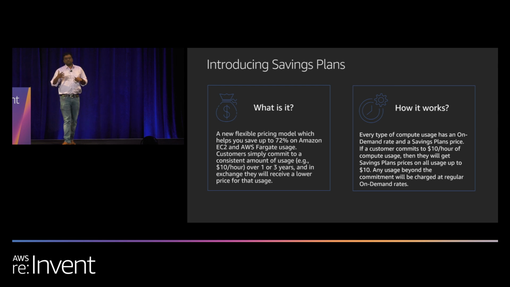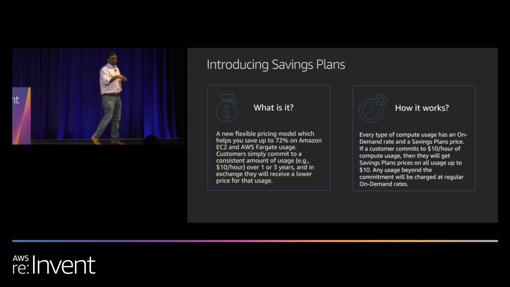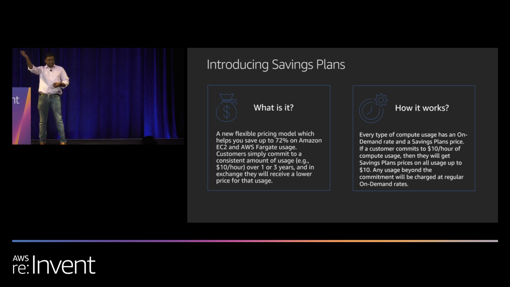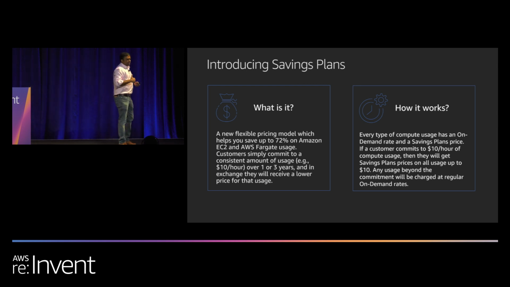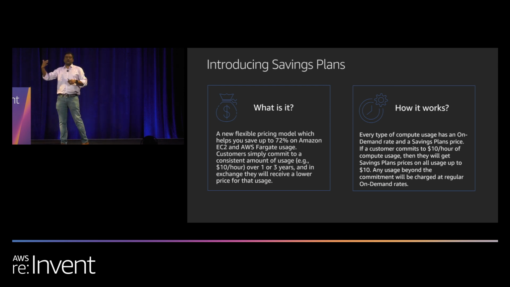Every type of compute usage, let's say an M5 extra large running Linux in US East 1 on default tenancy, that's a compute usage. Every type of compute usage has an on-demand price and will also have a Savings Plan price. By the way, these Savings Plan prices are published on our webpage for all these compute offerings. When you make a commitment to a Savings Plan, let's say to $10 an hour, then every usage will be charged at the Savings Plan price up to the $10 an hour commitment you've made, and any usage beyond that will be charged at the regular on-demand price.